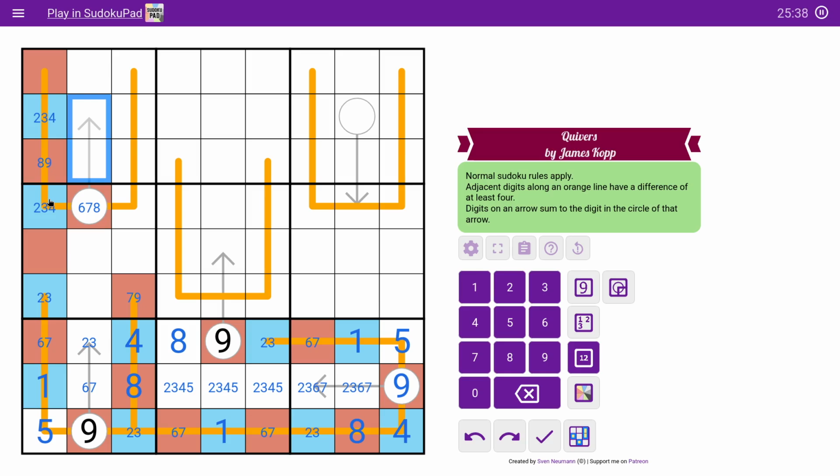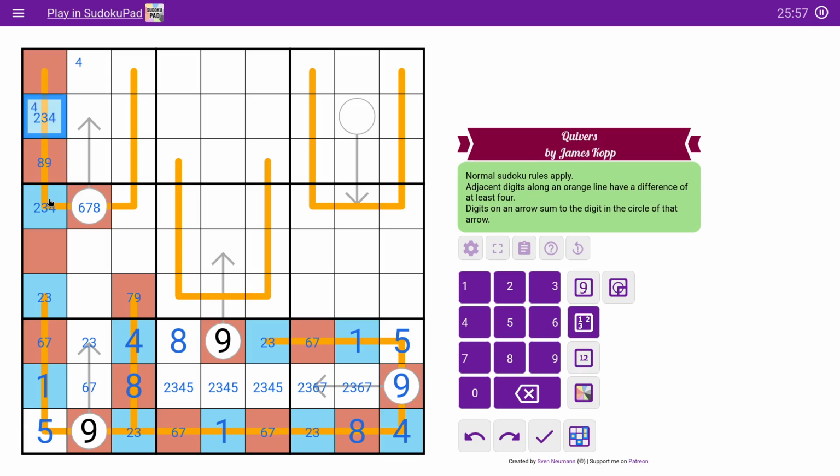There's no circumstance there can be a 4 on this arrow. To make 6, I'd have 2, 4. 7, I'd have to have 3, 4. 8, I'd have 4, 4. So there's no 4 here. None of these are 4. So 4 is here, here.